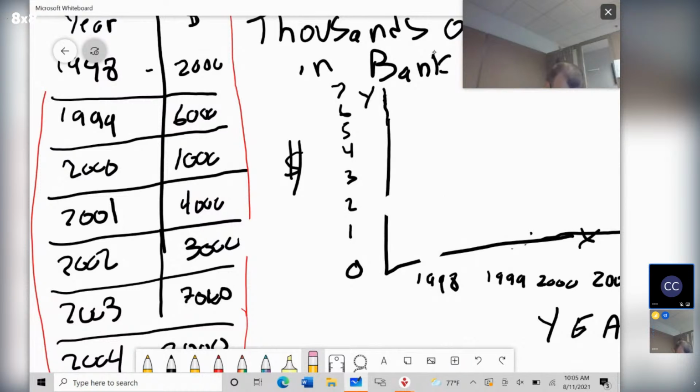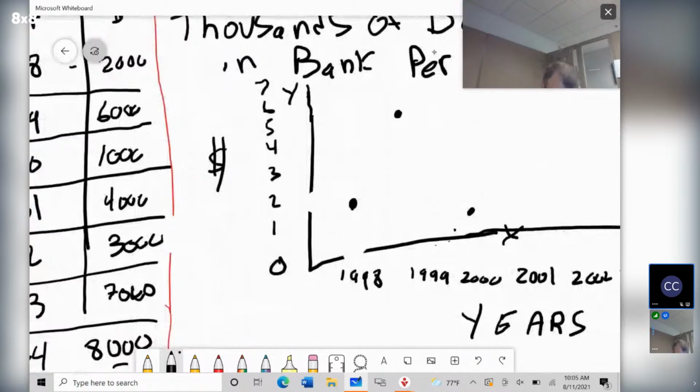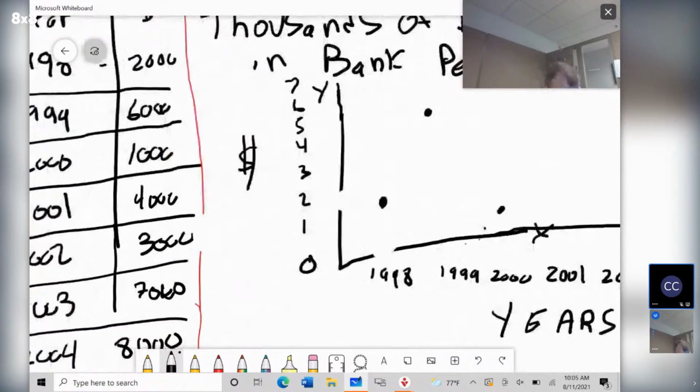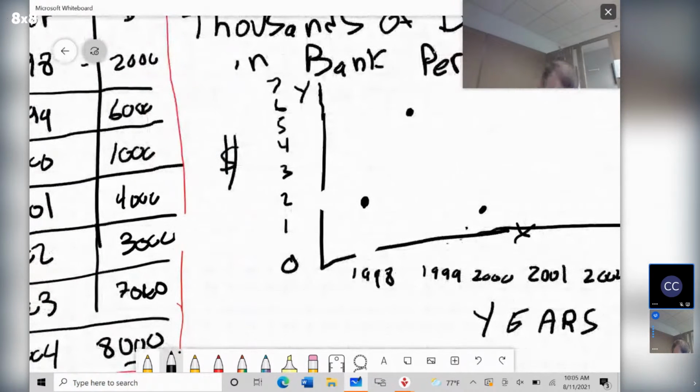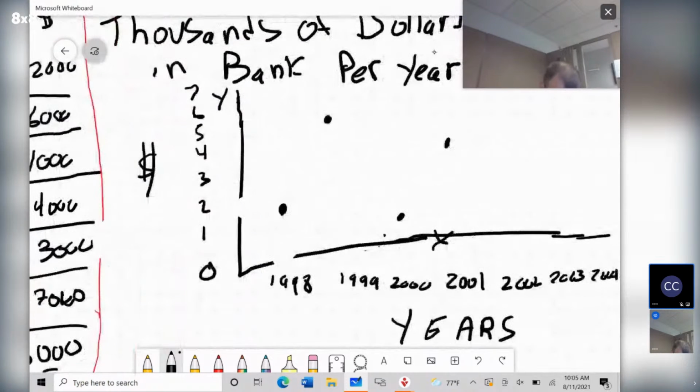So 1998, $2,000 in the bank. 1999, there was 6,000. So we do 1999, we'll go up to 6. 2000, there was only $1,000 in the bank. So that's going to go right there. 2001, there was 4,000. So we go 2001, we'll go up to the 4. 2002, 3,000. So it's just a little bit below that. Line it up with the 3.